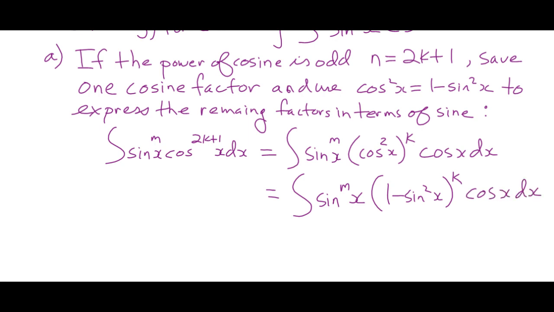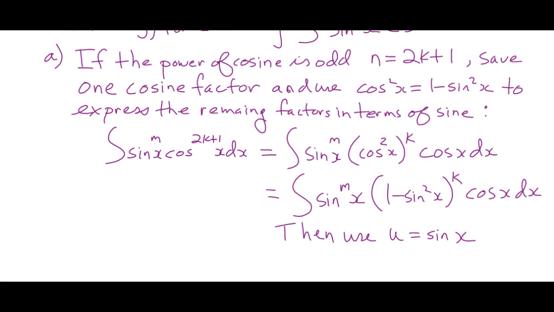And then you use a u-substitution. Use u is equal to sine x. If u equals sine x, then du is cos x dx. This is u to the m, and this is 1 minus u squared to the power of k, and you can just work that out. Then everything's in terms of u, they're just powers of u, and that's pretty easy.